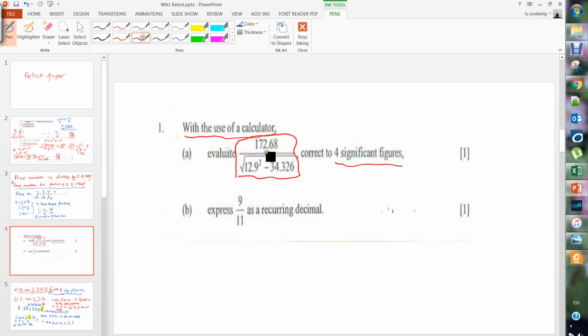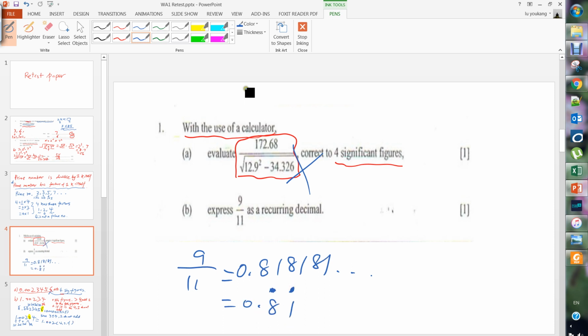For this question, I'm not going to do it because I've already explained how to find 4 significant figures. But let's look at 9/11 as a recurring decimal. For 9/11, just punch your calculator. So I have my calculator here. 9/11, and then I get 0.818181 and so on, right?